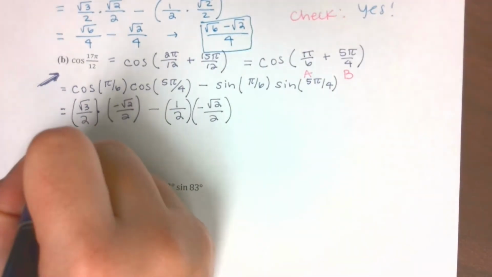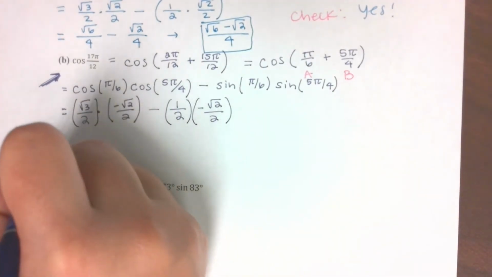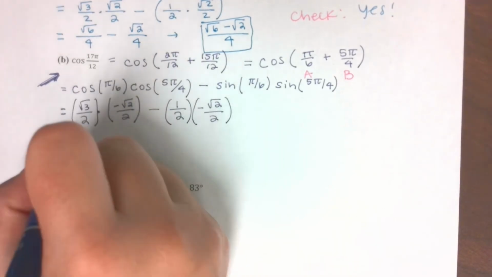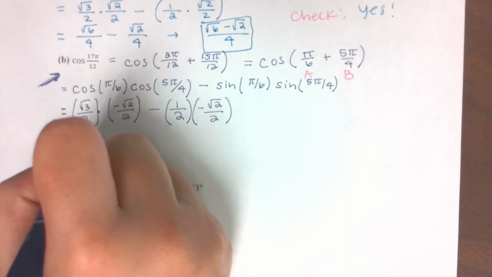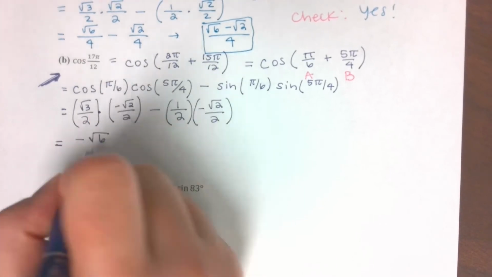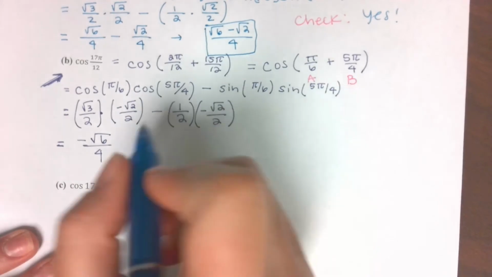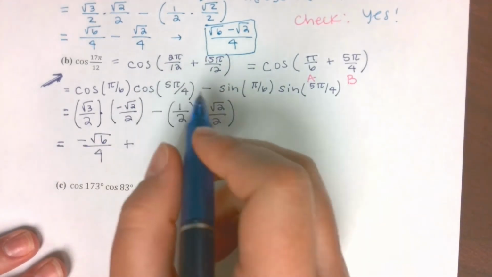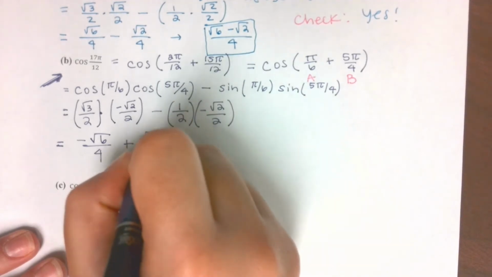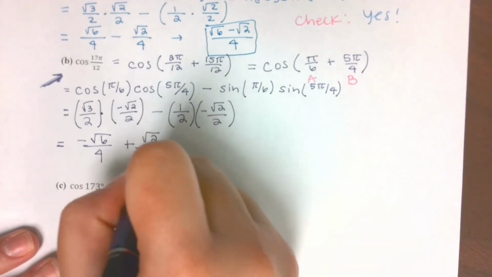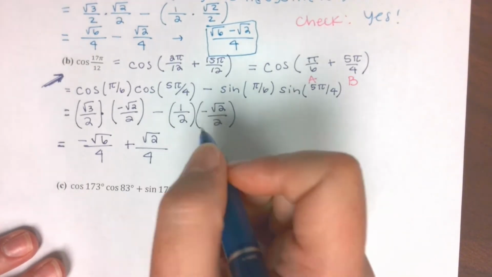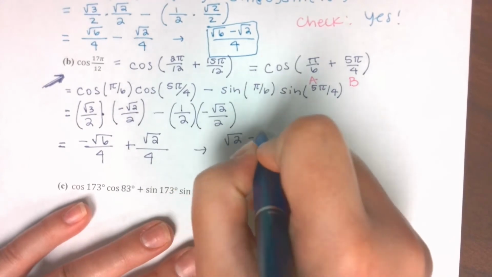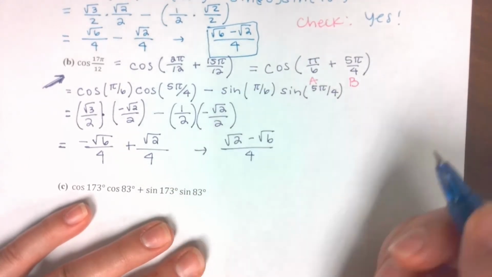Alright, so we are just going to simplify. Okay, so square root of 3 times negative square root of 2 is going to give me negative square root of 6 over 4. And then I'm going to have plus square root of 2 over 4. Alright, so that's the same thing as having, I'm going to write square root of 2 first, so square root of 2 minus 6 over 4.